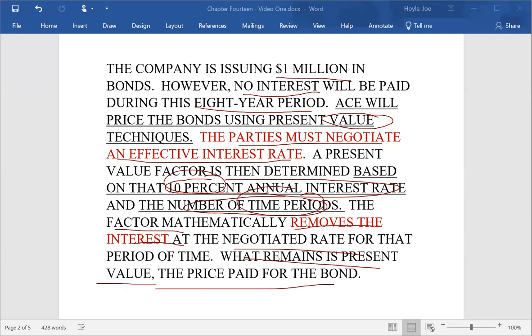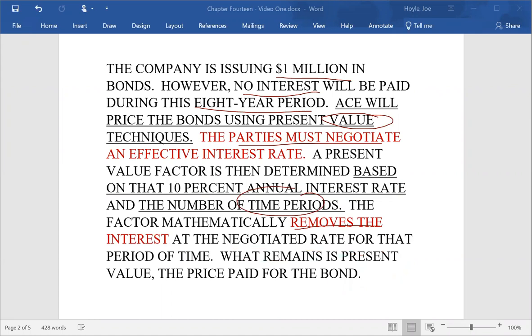If you look at that page, what I really want you to understand is this last sentence. When you find the present value, when you remove the interest because no time has yet passed, what remains is known as the present value. And in this particular instance, that present value is how much the investor should pay Ace to buy this bond contract and create this obligation.